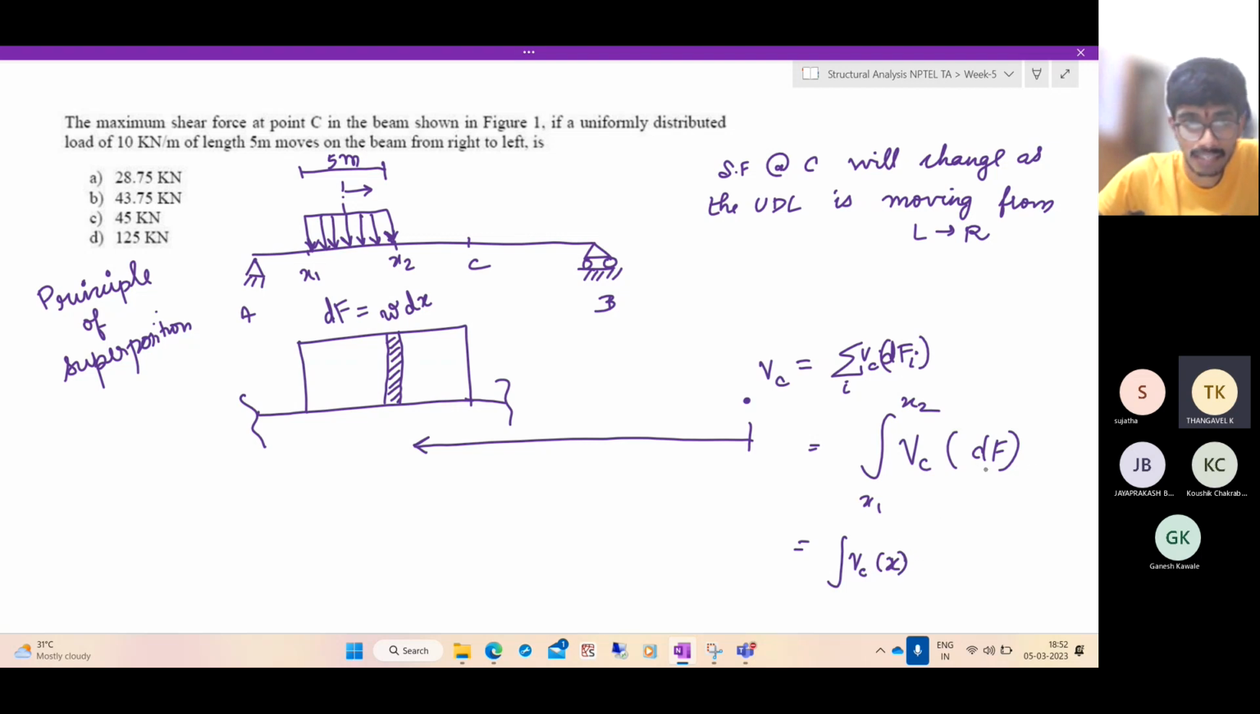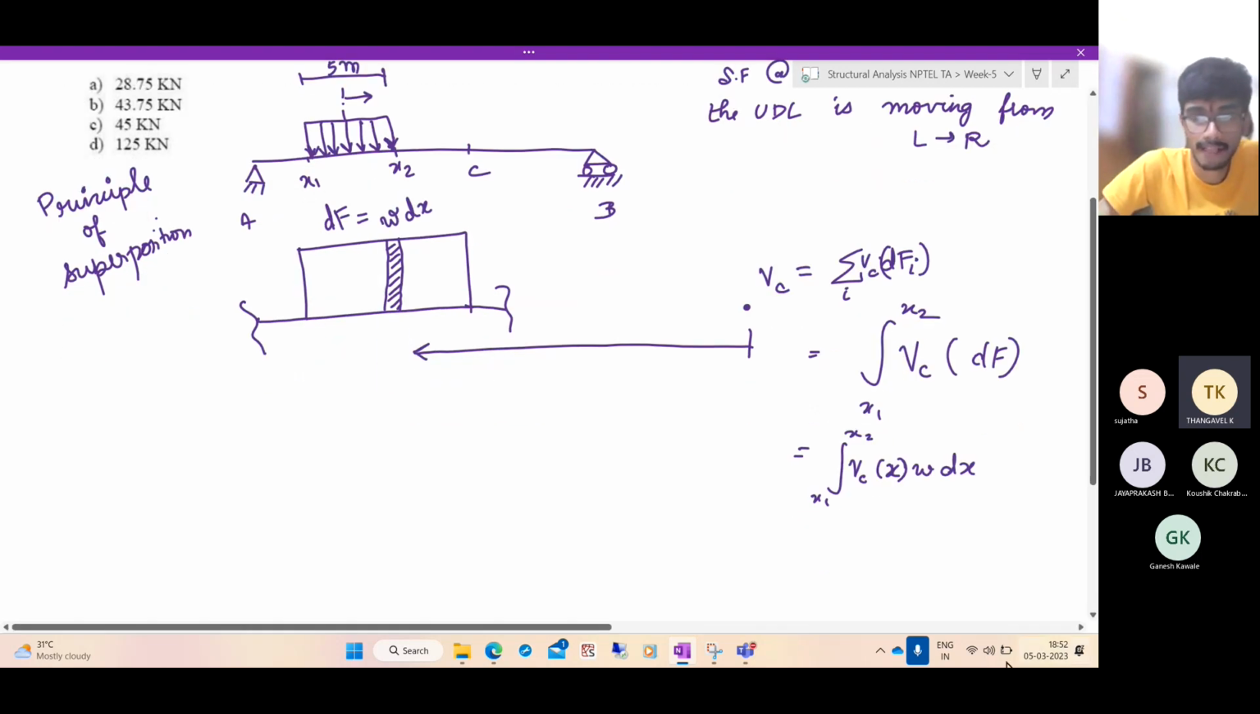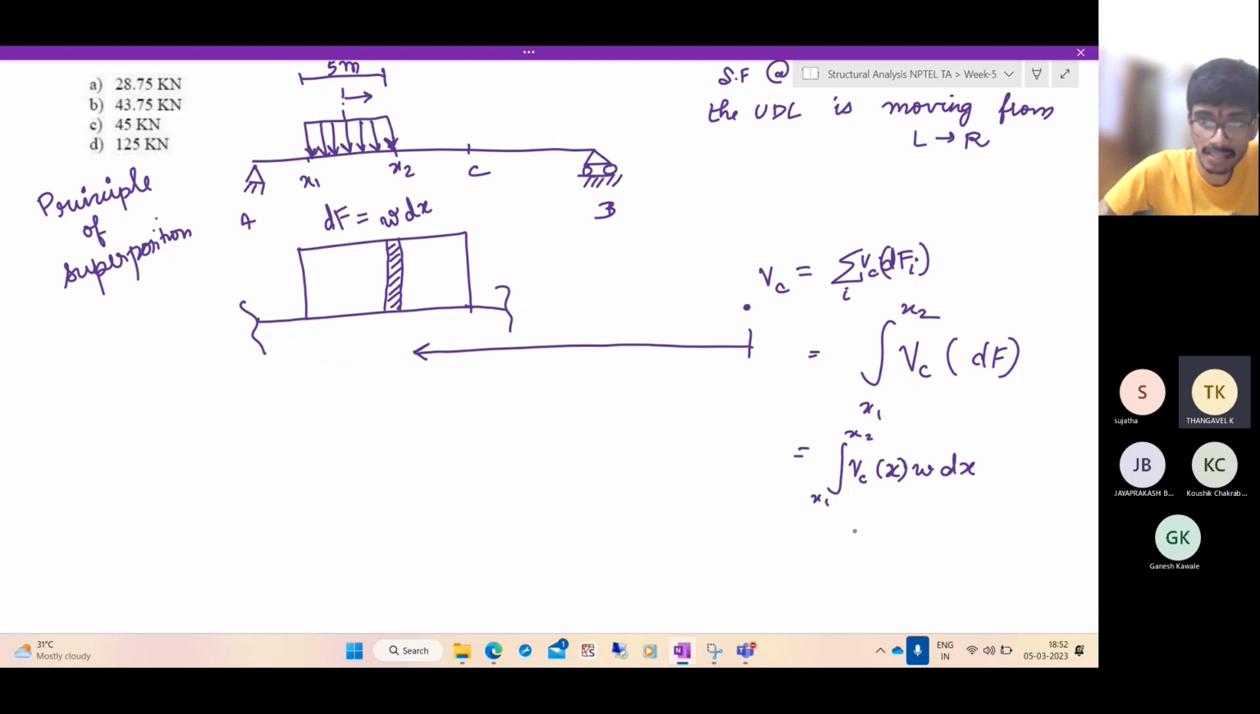the intensity. What is dF? dF is w dx, from the limits of the UDL. But what is Vc of x? Vc of x is nothing but the influence line diagram. And if you take this w out of the integral, since it is not a function of x, you will get the integral of Vc of x dx, which is nothing but the area under the influence line diagram. So what is this trick?